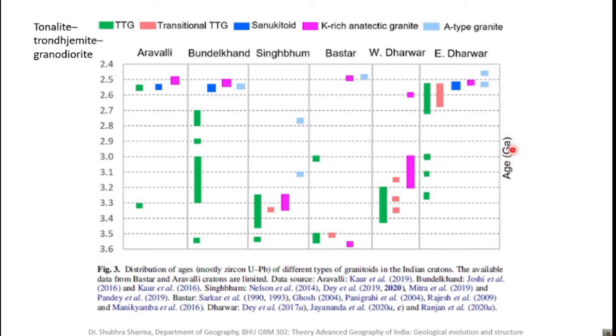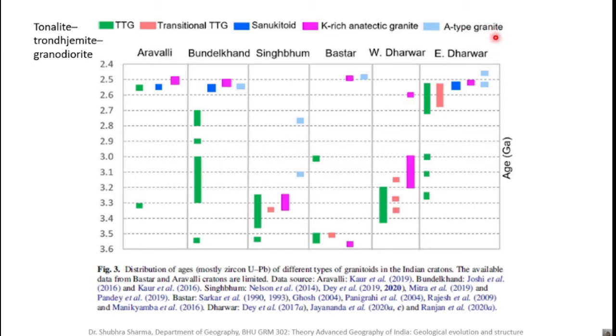Giga annum, it is written here. Both are the same, billion and giga annum. And on the x-axis we have different cratons. So we have Aravali, Bundelkhand, Singhbhum, Bastar, West Dharwar and East Dharwar. And these colored horizontal bars that you see represent different types of granitoids or granites.